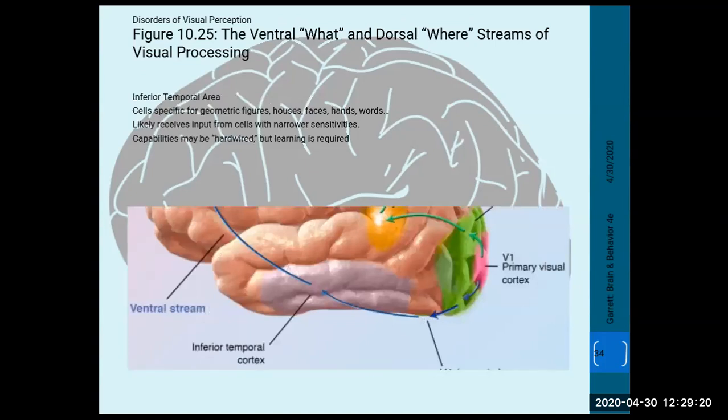Looking at disorders of visual perception, if that inferior temporal cortex that you see down below as part of the ventral stream is destroyed or is damaged somehow, cells specific in that inferior temporal cortex, there are specific cells that look at geometric figures so that you know what you're looking at, is a triangle, a circle, a square, a rectangle, and things that are made up of these shapes that we've learned to be put together are things that you can recognize. So you would have trouble looking at faces, hands, words, houses, right?